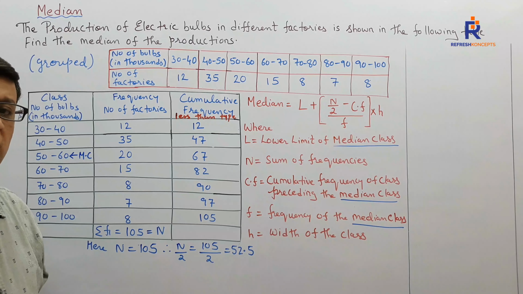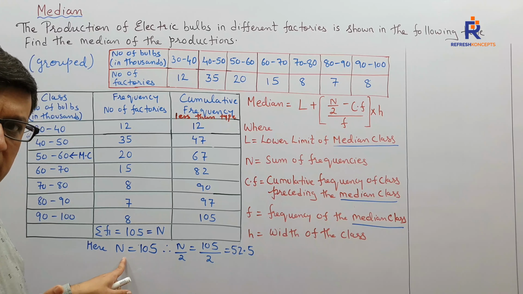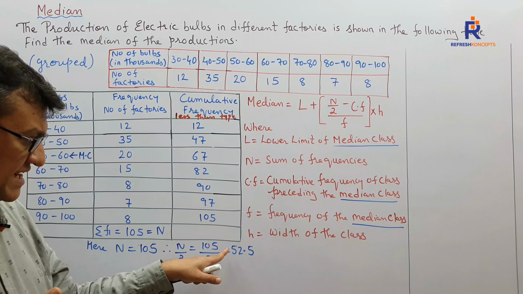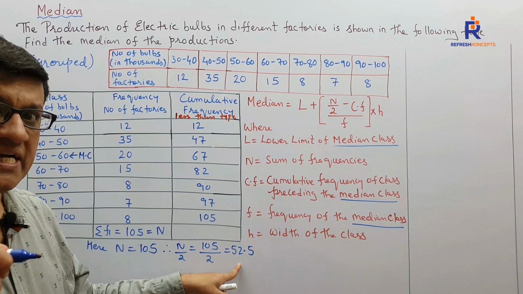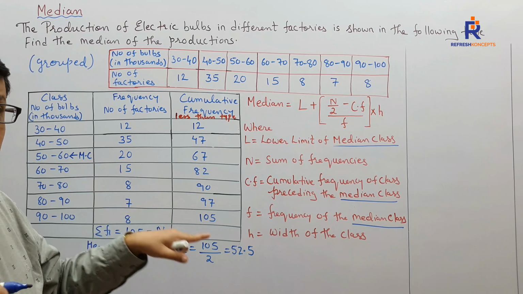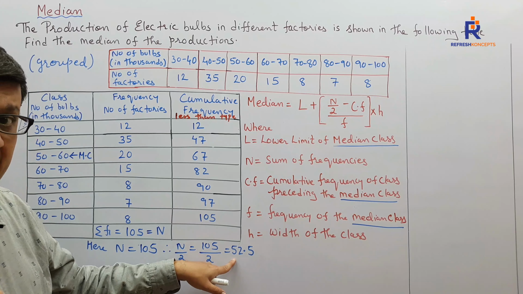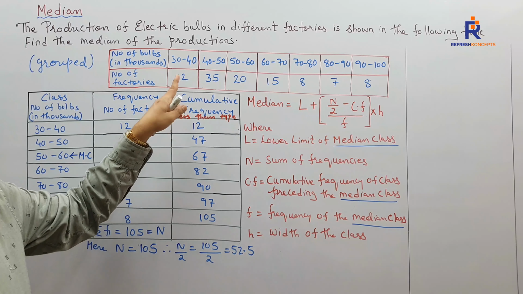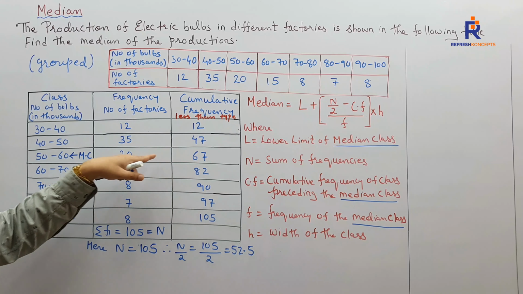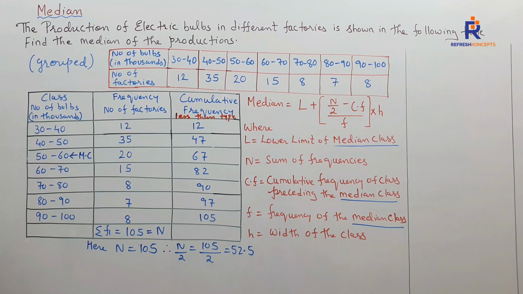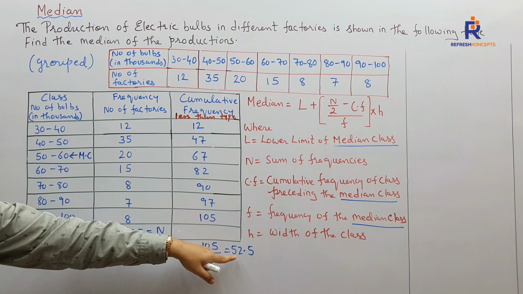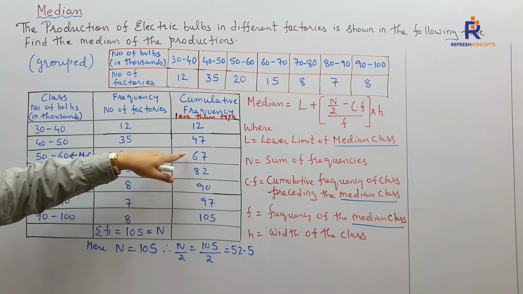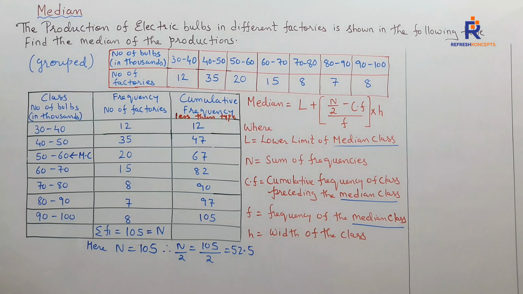Once again, how to find out the median class? We always find n, which is the sum of the frequencies. We go for n by 2. The answer is 52.5. So what is the median class? The value which is equal to or greater than n by 2 in the cumulative frequency column, the class corresponding to that will be the median class. So for 52.5, which value is matching our criteria? 67, and the class corresponding to that is the median class.